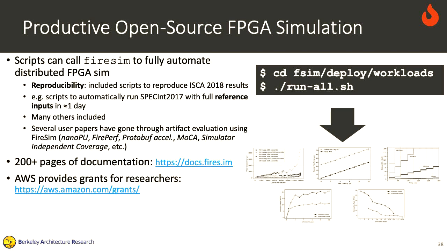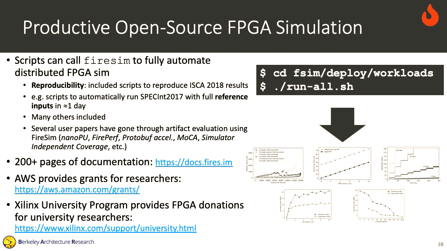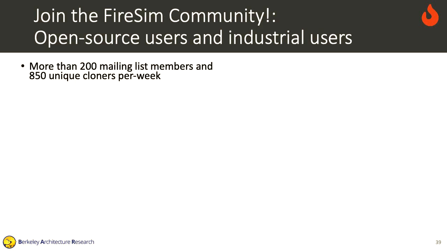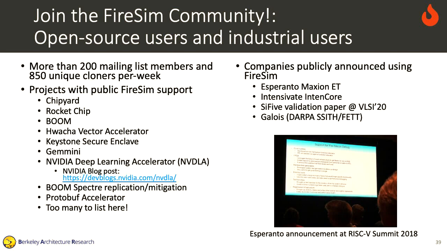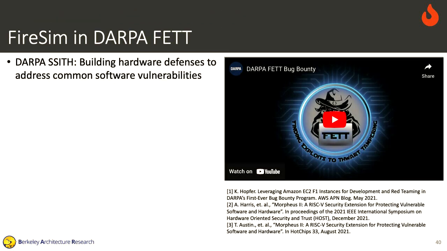There's a bunch of documentation on the website, and AWS also gives grants for researchers if you want cloud access, and of course Xilinx donates to researchers if you want local FPGAs. There's been a bunch of community growth since then, lots of projects with public FireSim support, and several companies also using FireSim. SiFive published a validation paper a few years ago at VLSI, validating their shipping chips versus a software model of their chips. And an interesting use case I'll talk about in a second is Galois deploying FireSim in DARPA FETT. So what is DARPA FETT?